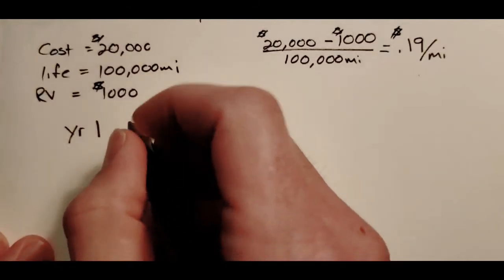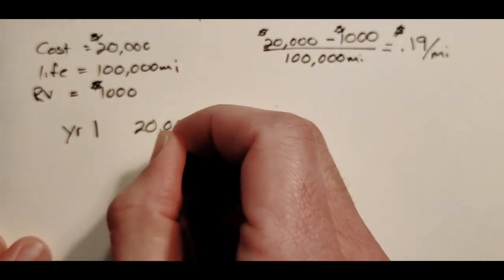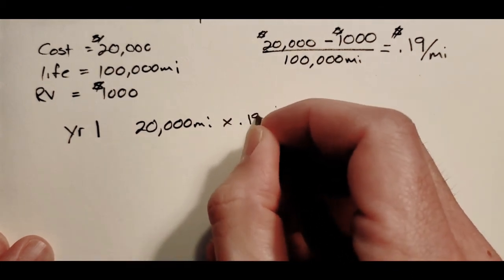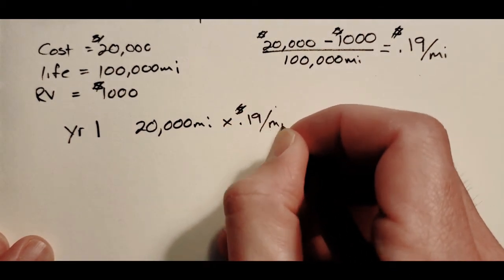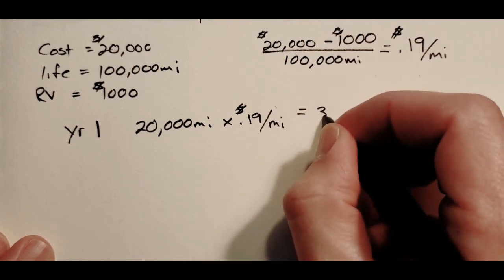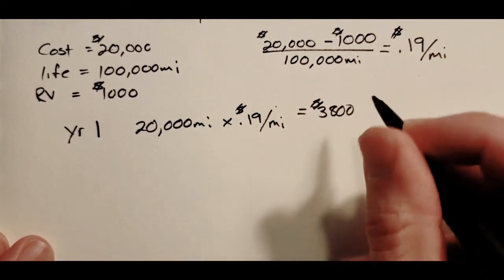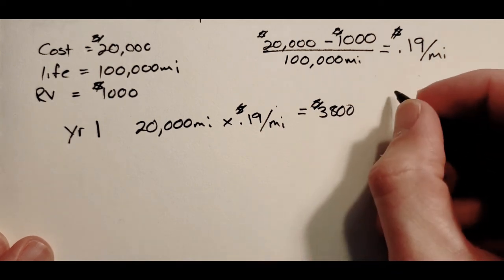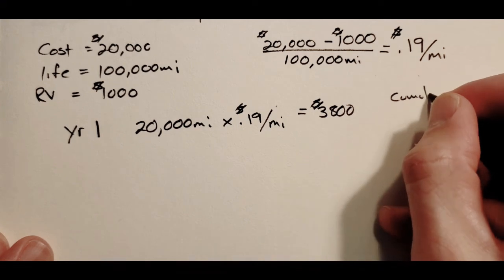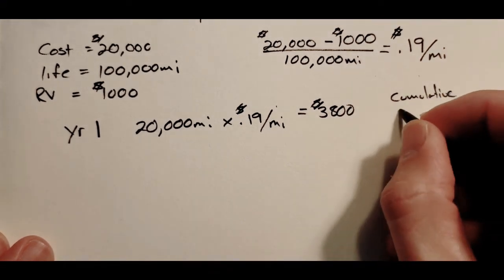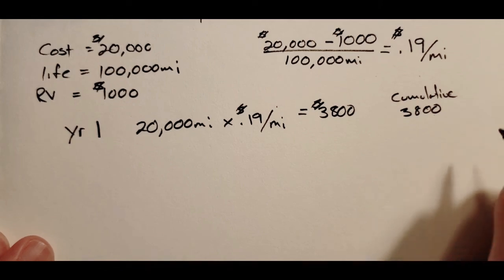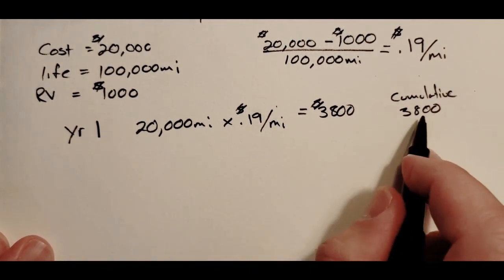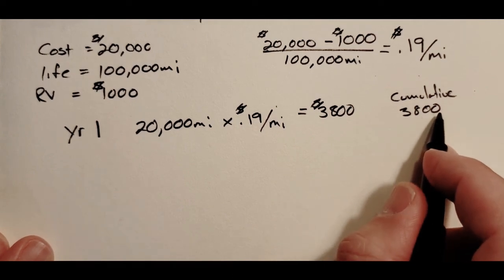And in the notes, it says that year one, there's 20,000 miles that they're expected to drive this car. So we're going to multiply that by the 19 cents per mile. And what we end up with is $3,800. That's the depreciation for year one. Now, the cumulative depreciation would be $3,800. And the book value would just be 20,000 minus your cumulative, $3,800.